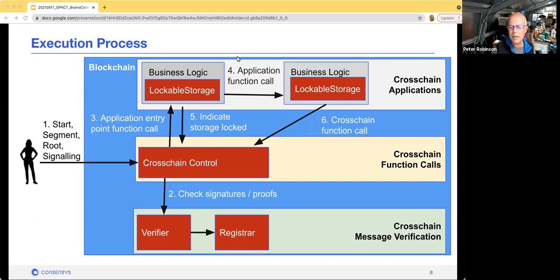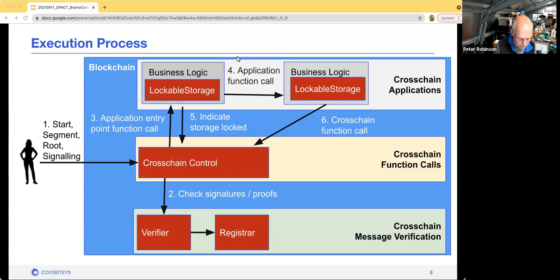And then the cross-chain control contract calls out to the business logic contract, which has lockable storage, and which can then call into another application contract.